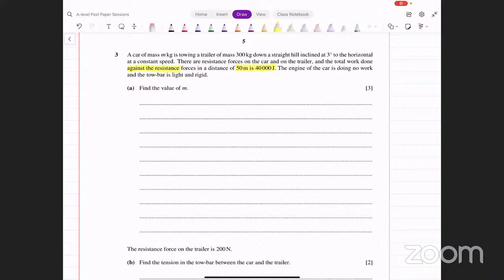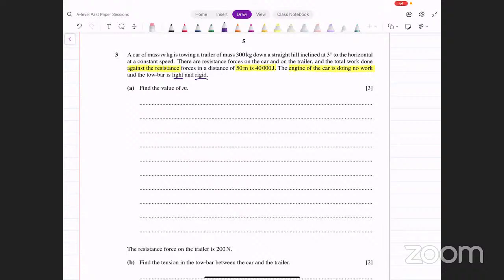तो आप यहाँ पे energy method use कर सकते हो if you want. Let's draw a rough figure. अच्छा पहले आगे देख लें. Engine of the car is doing no work. So that's important. There's no driving force. And the tow bar is light and rigid.